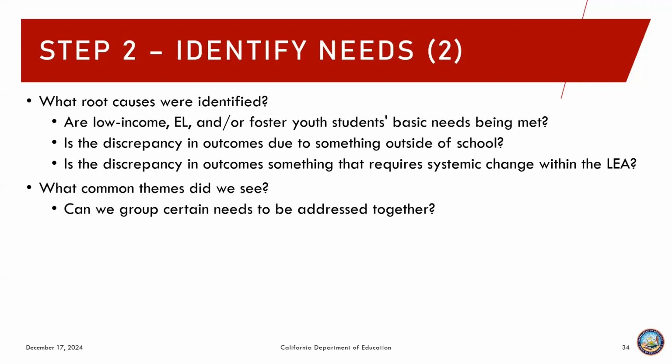So one of the questions you can ask is, are basic needs of these students being met? Are they in stable homes? Do they have food? Do they have transportation? That type of stuff. Is the discrepancy in the outcomes that you're seeing due to something outside of school? Is there something that requires systemic change within the LEA? These are tough questions that need to be asked before you can even attempt to address a lot of the academic discrepancies that you might see.